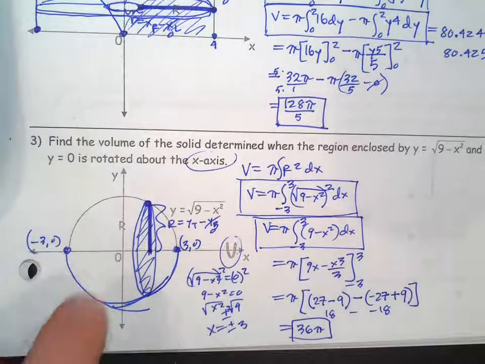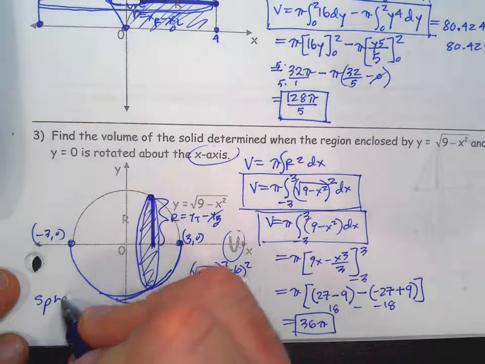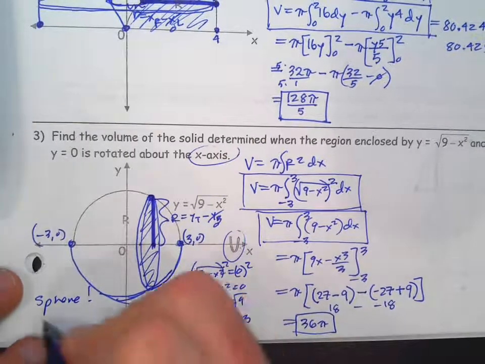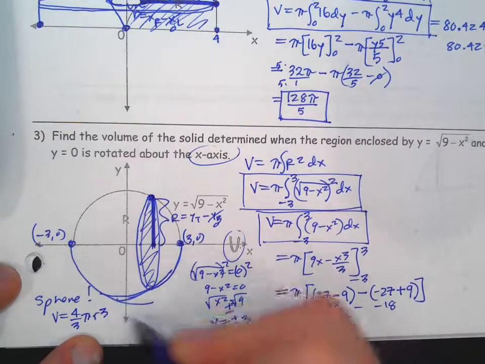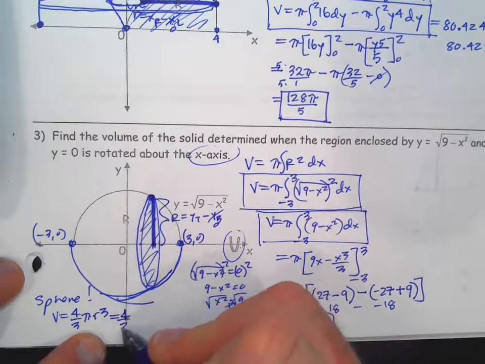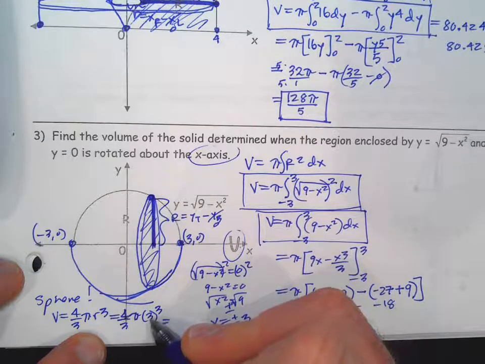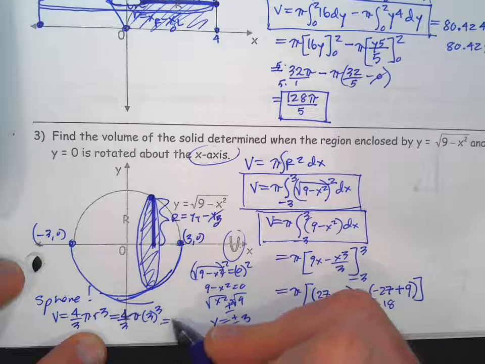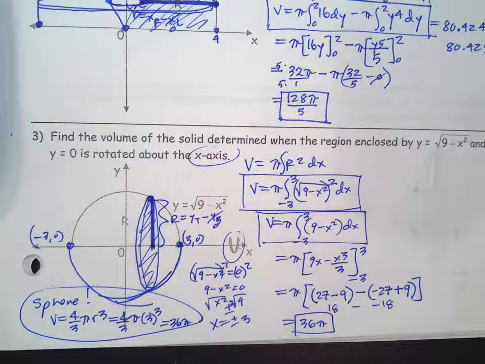Now, this is a sphere. What we've created is a sphere, and the volume of a sphere, thanks to Archimedes, is 4/3 pi r cubed. And the radius of our sphere is 3. And so we get 27 over 3 is 9 times 4 is 36 pi. Same answer. Kind of cool, huh? That basic formula you've been using for years in geometry, we got the same answer using calculus.